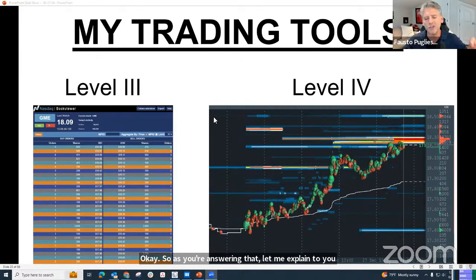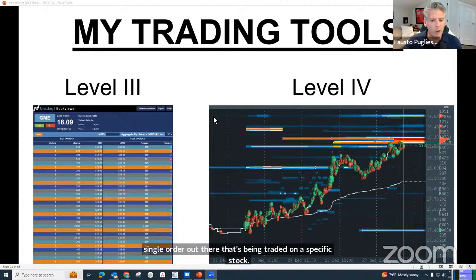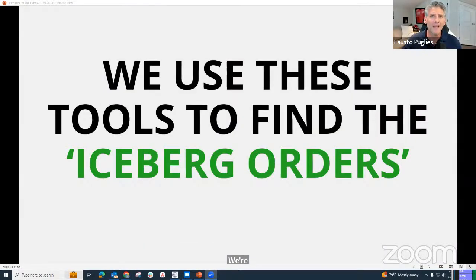What you're about to see is every single order out there that's being traded on a specific stock. We're going to start with level 3, and then we'll work our way over to level 4. As everyone's answering that question, if you're not sure, that's great too. Actually, if you're saying not sure, I'll take that as a no. All right, let me end the poll.